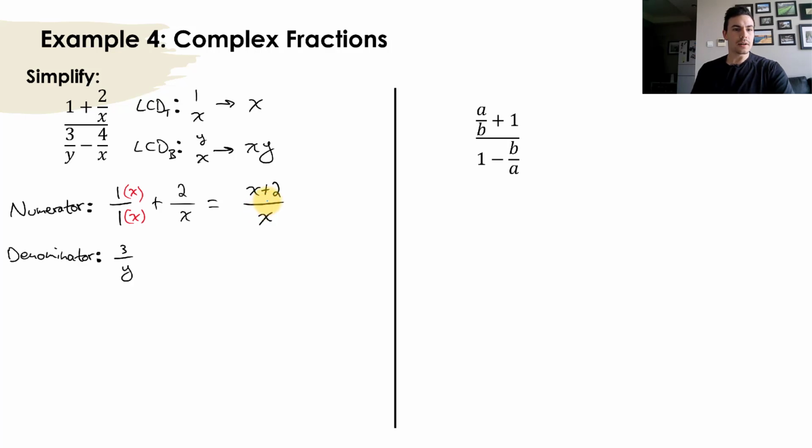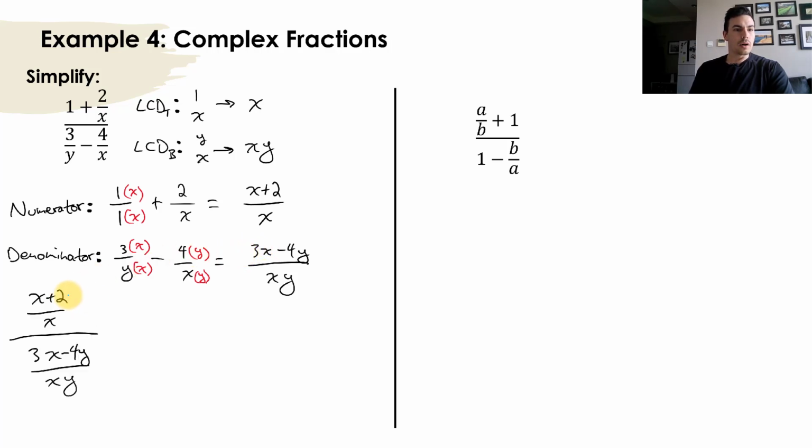And my denominators, I'll have 3 over y. What are we missing? We're missing an x, so let's multiply x over x. Minus 4 over x. What are we missing here? We're missing a y, so we're going to multiply by y over y. And that'll simplify to 3x minus 4y all over xy.